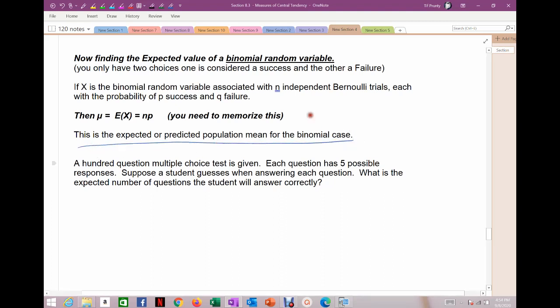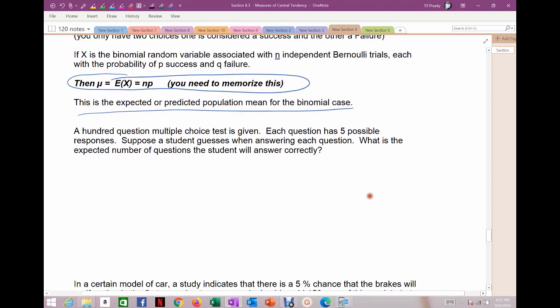Alright, so the expected value, and again, this is the formula, so we don't plug it into the calculator. The expected value in the binomial case is just N times P. There's no distribution, there's no frequency table, there's no set of numbers, it's just N times P in the binomial case. The hard part about this one is recognizing it's the binomial case and remembering the formula. Alright, so we're going to run through a few examples.